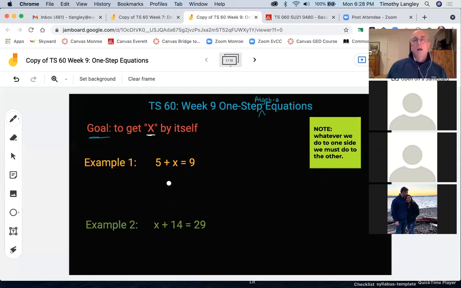And so the rule is, a little note we're making here: whatever we do to one side, we have to do to the other side. That's part of the rule. I'm going to give you a couple seconds to copy that down. Whatever we do to one side, we must, I'm going to underline must, we must do to the other side. Don't forget that.